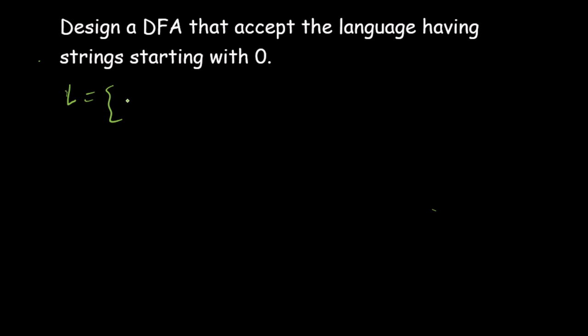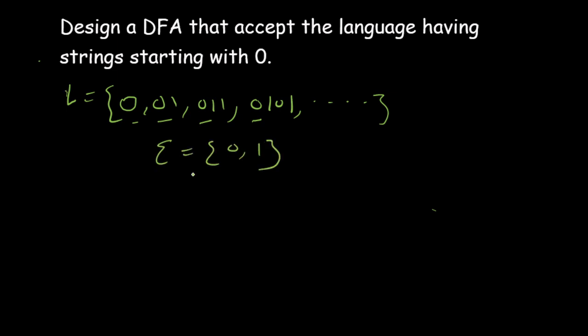Because all the strings will start with the 0, the simplest and the smallest string will be 0, and then it may be 0 1 0 1 0 1 0 1 and so on. The only condition is that every string present in the language must start with the 0. And the second thing is the input symbols that we have to use are only 0 and 1.